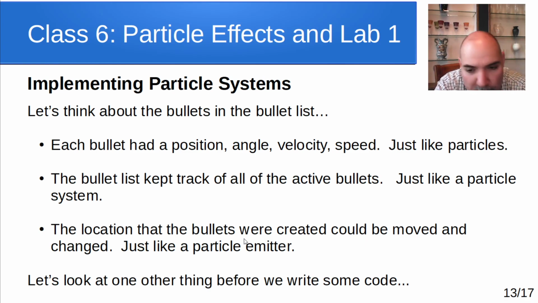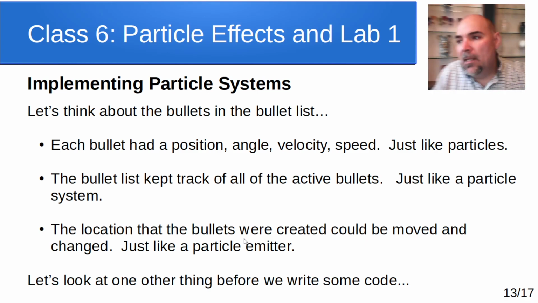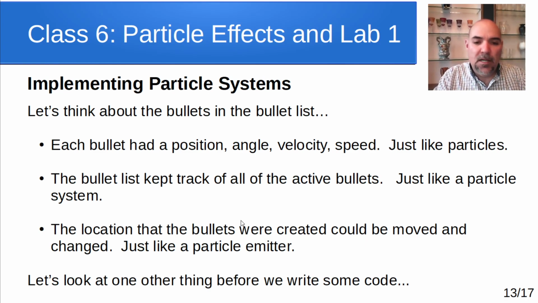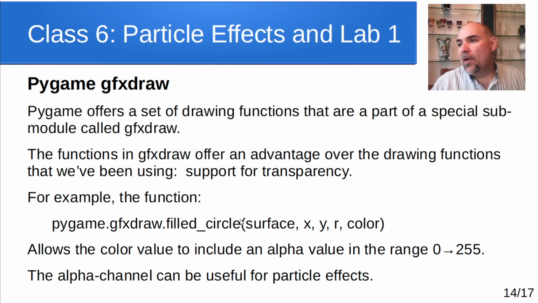So let's look at one more thing before we actually dig into writing some code for tonight. And that one more thing that I want to take a look at is a part of Pygame that maybe you've been exposed to, maybe you haven't, but there's a special thing in Pygame called gfxdraw. And what gfxdraw is, it's a set of drawing functions that are kind of alternatives to pygame.draw.circle, pygame.draw.line, and so forth. But they have a special submodule called gfxdraw, and the functions in gfxdraw offer us one particularly useful advantage over the normal drawing functions, and that is they support an alpha channel or a transparency value.